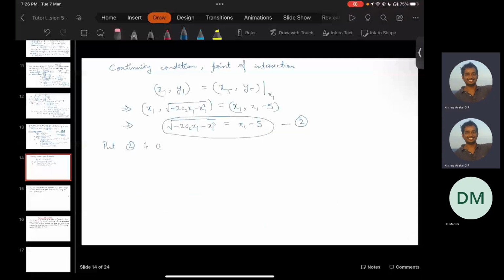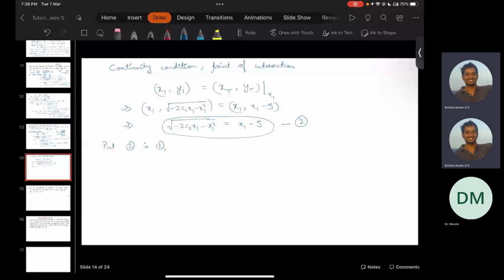and this gives us c2 plus x1 divided by x1 minus 5 is equal to 1, right? And this implies that c2 plus x1 is equal to x1 minus 5. x1 cancels on both sides, and then we have c2 is equal to minus 5.